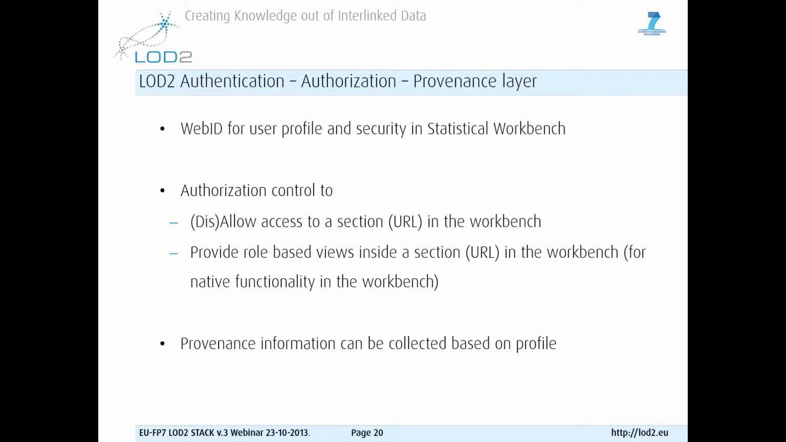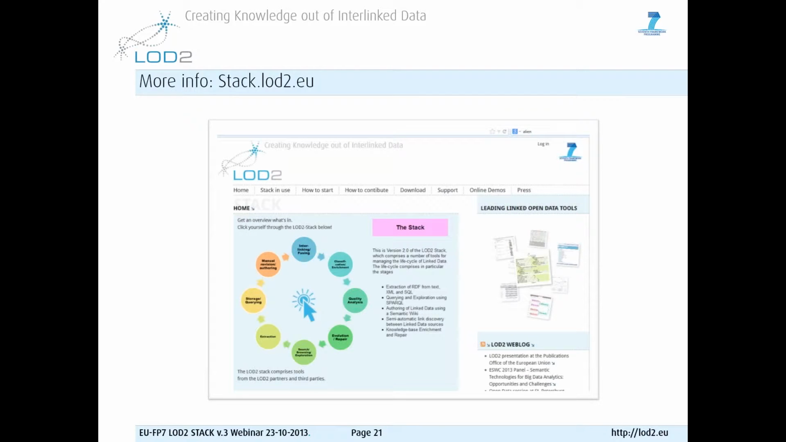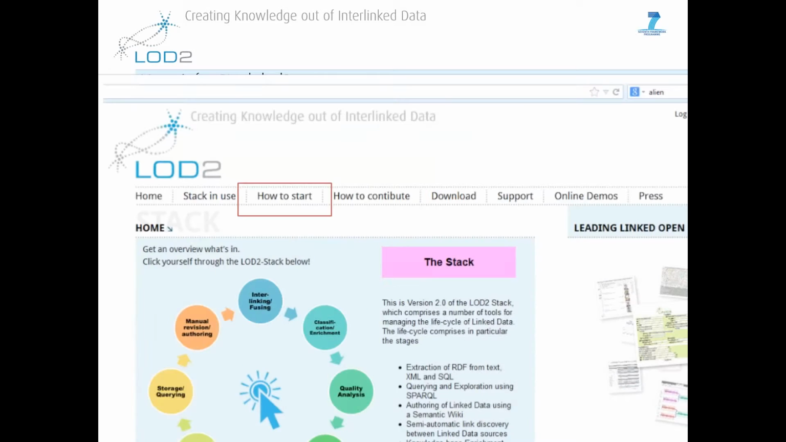Orthogonally to all these components, we have been working on a layer which covers all the components, and this is the authentication, authorization, and provenance layer. For authentication, we have been working to integrate the web ID service and authentication interaction into the LOD2 stack, and we did this integration into the Statistical Office workbench. So if you want an example of how web ID can be used to interact and to create users, then you can find it in the Statistical Office workbench.